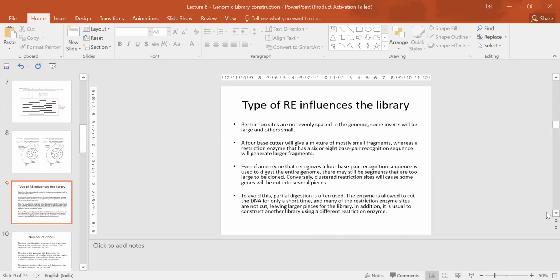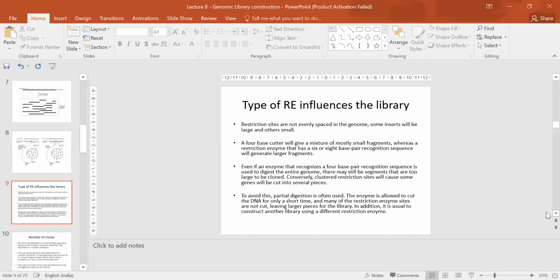Now, you know what? The restriction endonucleases have an influence on the library. The restriction sites are not evenly spread in the genome. Some inserts will be large and some inserts will be very small. A 4-base cutter will give a mixture of mostly small fragments, whereas a restriction enzyme that has a 6 or 8, or even bigger recognition site, will generate some larger fragments. So in Bengali: if the recognition site is small, it will create small fragments, and if the recognition site is larger, it will create large fragments.